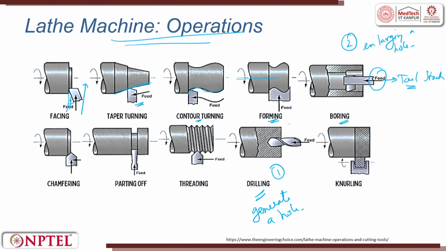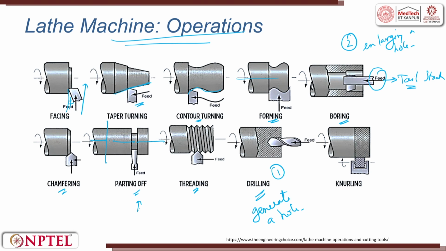And then if the workpiece or the tool is at an angle, we make a chamfer. Taper is this, while a chamfer is very slight, given on the top. Then we can also do parting off. Parting off means you are cutting the shaft into parts. Here there is no feed along the workpiece; the feed is perpendicular to the axis. That leads to the parting off operation.